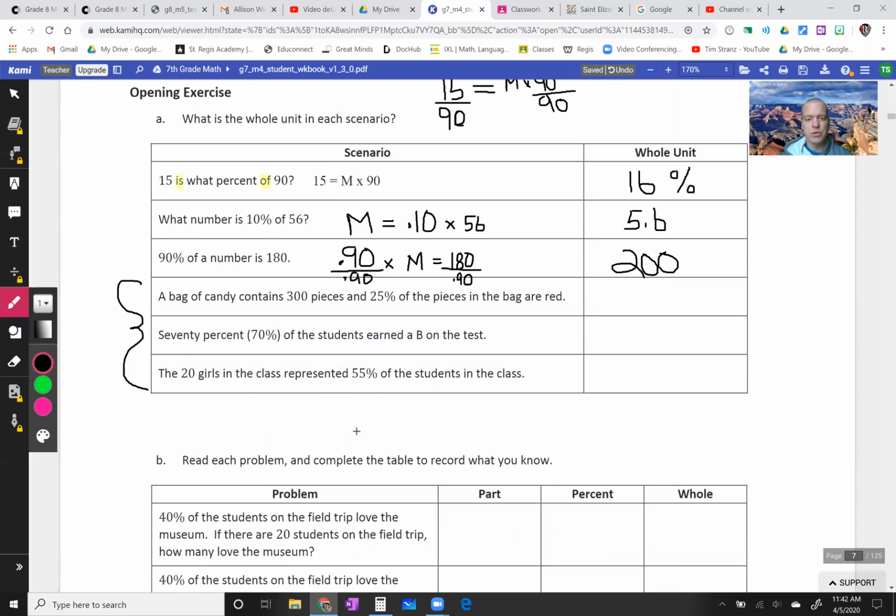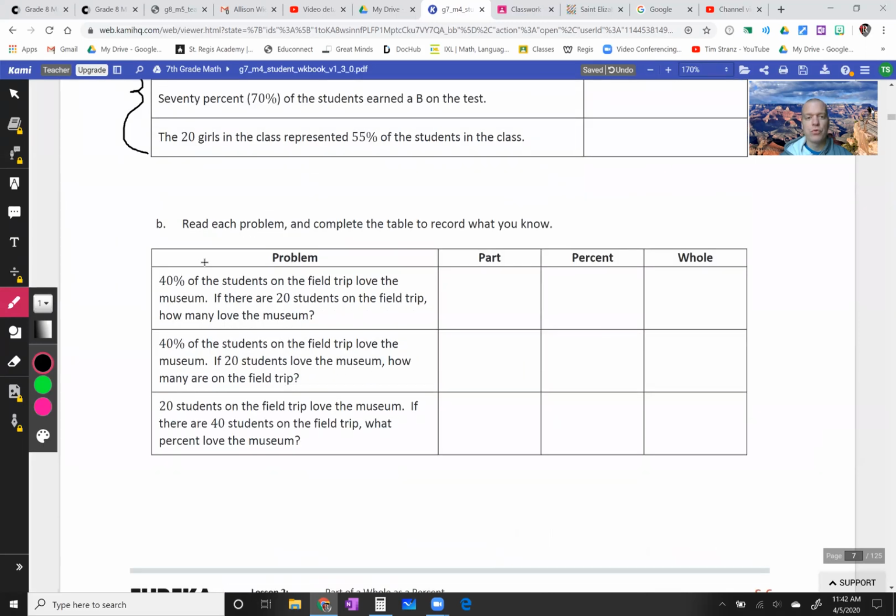Let's go down to B. Read each problem and complete the table to record what you know, okay? So it doesn't want you to solve these, it just wants you to put in what you know. So let's look at this. Let's look at the first one together. 40% of the students on a field trip love the museum. If there are 20 students on the field trip, how many love the museum? So what's the part, right? What part are they talking about? They're talking about 40%. That's the part of the students, right?